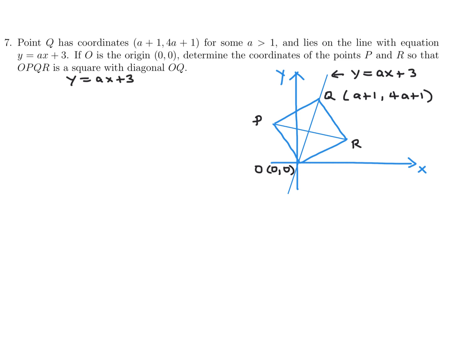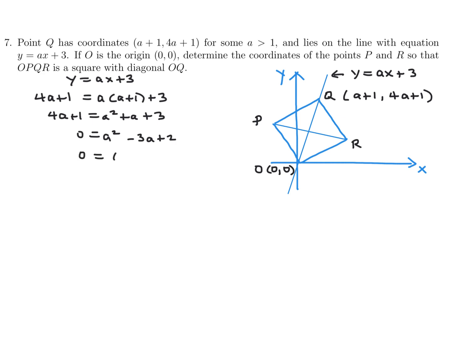And that point Q is on that line, so it satisfies that equation. So when x is a plus 1, y is 4a plus 1, so 4a plus 1 equals a squared plus a plus 3. All right, let's put everything on one side. A squared minus 3a plus 2 equals 0. Yeah, this factors very nicely. 2, 1, minus, minus. So a is either 1 or 2. But they told me a is greater than 1, so that means a is 2. Okay, that's nice. That's a good result. So that means that Q is 3 and 9. So there we go. That's pretty good progress so far.